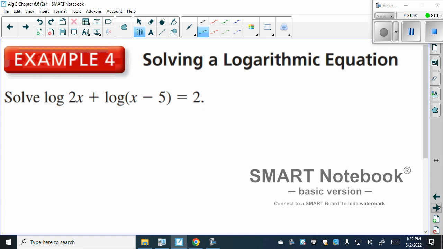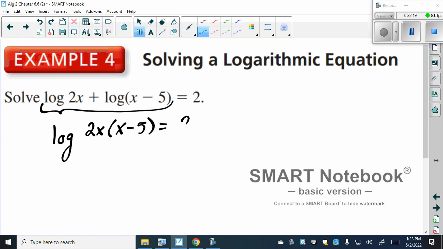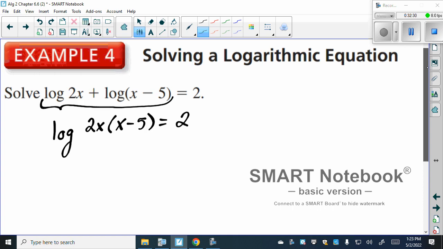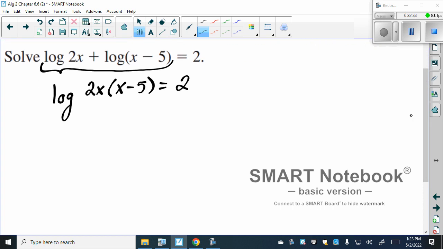Now this here looks like it's going to be a lot harder than what we've done. It's only one main step difference. Last week when we talked about having 2 logs being added together, we can rewrite it as a single log, because when 2 or more logs are added together, we can rewrite it as a single log with what's inside being multiplied together. And whenever we have 2 or more things being multiplied together inside the log, we can rewrite it as an addition of logs. So here we can rewrite log of 2x plus log of x minus 5 as log of 2x times x minus 5.